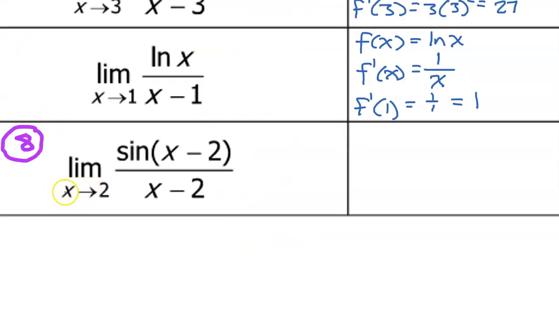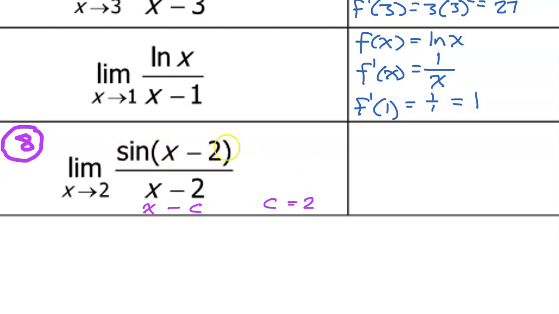Last one, this is problem number 8. Once again, it looks like this might be the alternate definition of derivative. If it is, then this is x minus c, which would mean c is equal to 2.